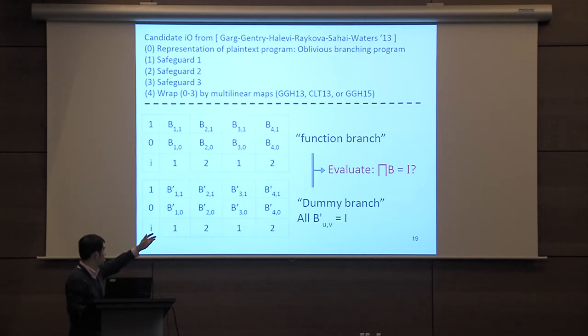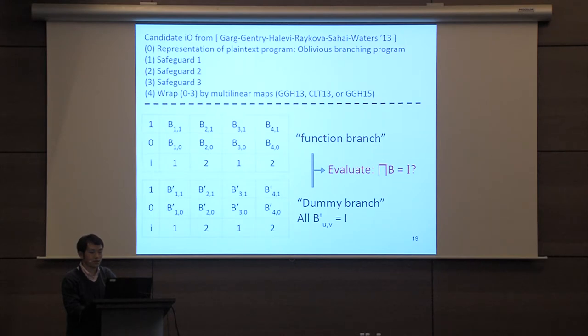And actually, you always compare with a zero dummy branch. In this picture, the dummy branch is all identity, so whatever you evaluate, you get identity. You compare with these two, and then you can tell whether you're encoding zero or not in this branching program representation. Let me describe the safeguards now.